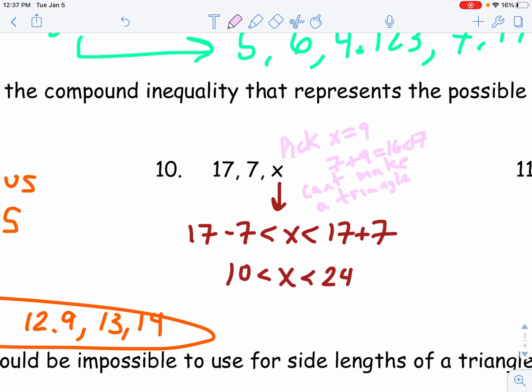If you pick a number bigger than 10, like 11, you can make one. If you picked 23, you could make one. If you picked 24, you could not make one. All right, let's even write that down. Pick x equals 24. We're going to get 7 plus 17, which equals 24, which equals 24. And again, it's not bigger. This would be a perfect line segment. Can't make a triangle.